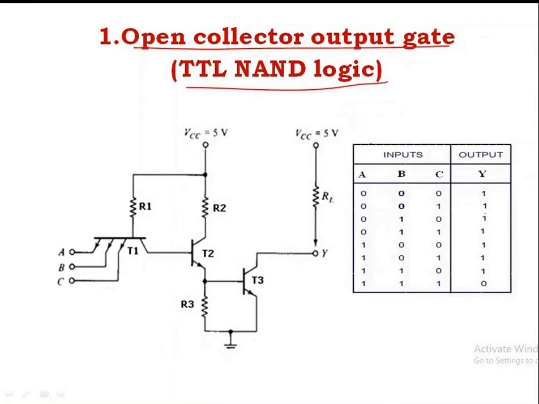First is the circuit for the open collector output gate, that is TTL NAND logic. This is your circuit. You have a multi-emitter transistor, and here you have T2 and T3. In this circuit you are using 3 transistors, and for current limiting we are connecting resistors. Here it is open collector, so this collector will be open. If the collector is open, it will be very difficult for us to take the output.